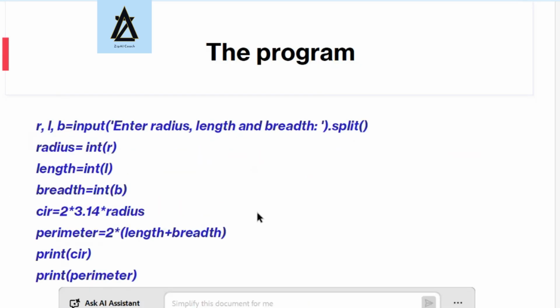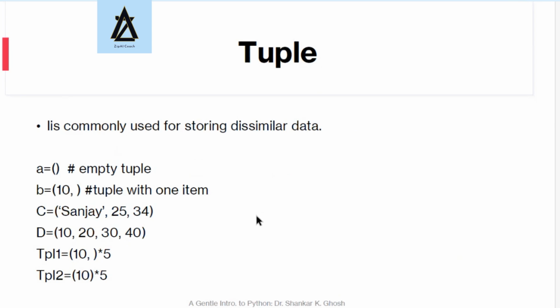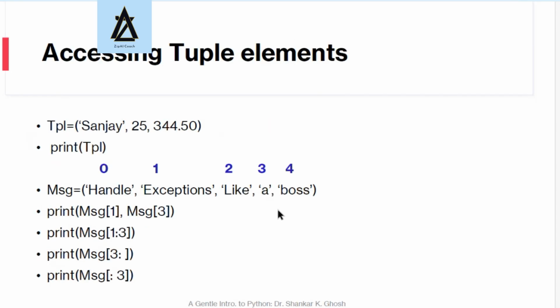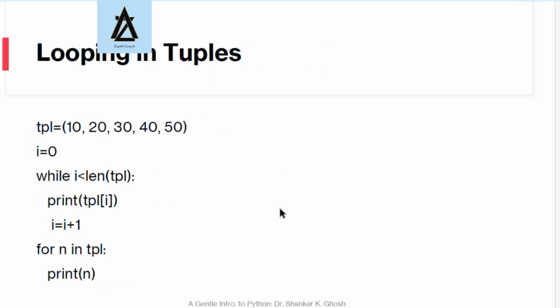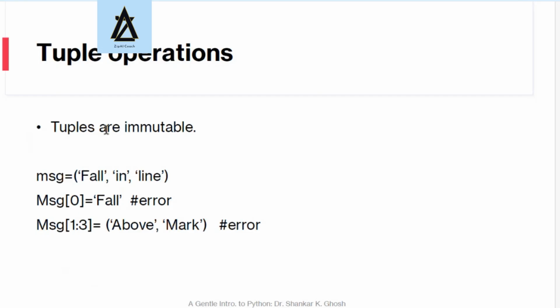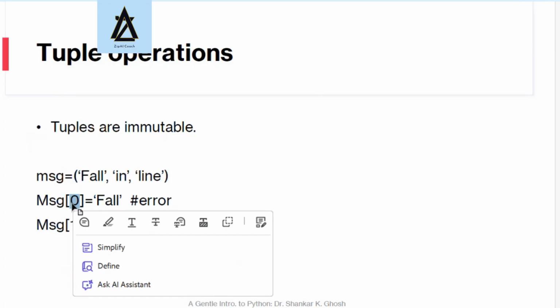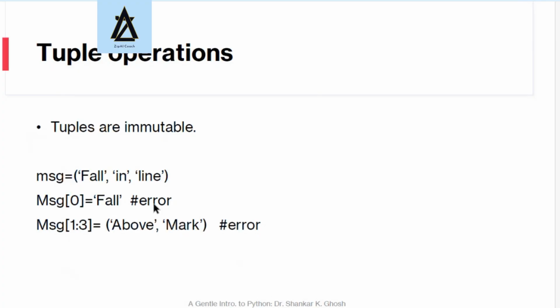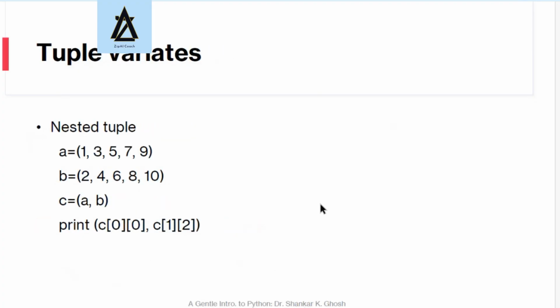So now, the various programs are there. Now let us come to the discussion of tuple. Tuple is very much similar to list, but tuple is not mutable, as you have seen in the case of list. For example, let me show you: if you write MSG equal to "this is your message" and try to modify, for example, the 0th element, then it will throw an error. If you want to modify elements 1, 2, 3, it will not allow you to do that, because this is how it is different from list.